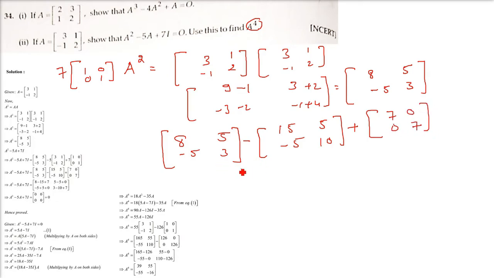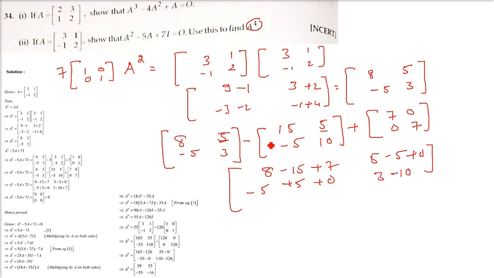Now let us do it directly. 8 minus 15 plus 7. 5 minus 5 plus 0. Then we have negative 5, minus minus is 5, and then plus 0. 3 minus 10 plus 7. So 8 plus 7 is 15, 15 minus 15 is 0. So you get a 0. 5 minus 5 is 0. 5 minus 5 is 0. 3 plus 7 is 10, 10 minus 10 is 0. So what do you get? This we have already proved now.